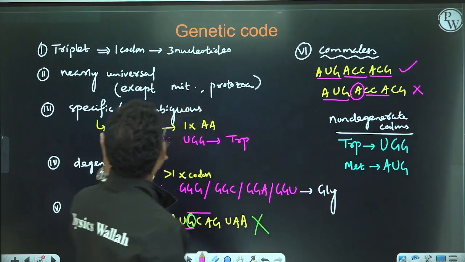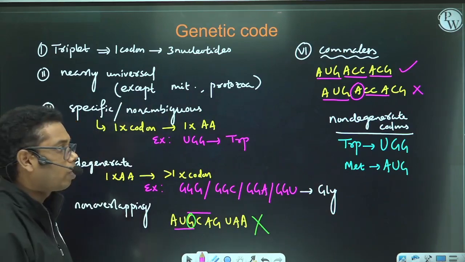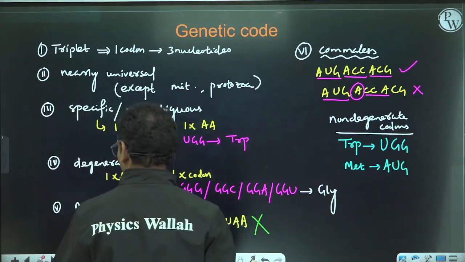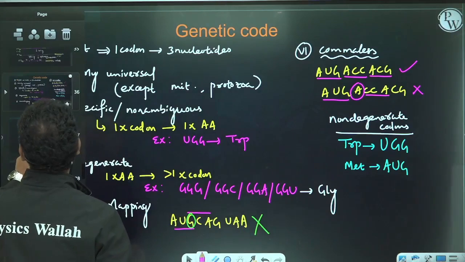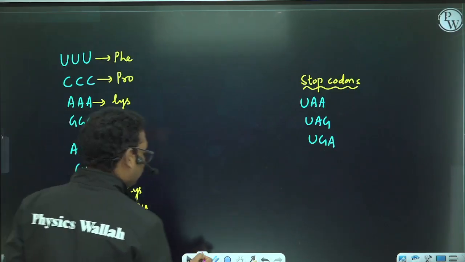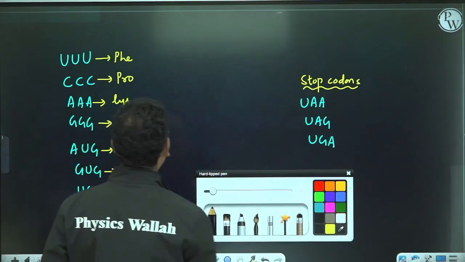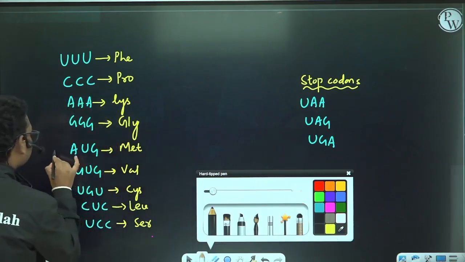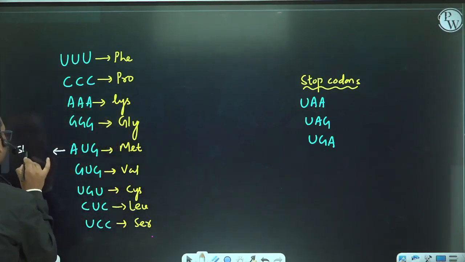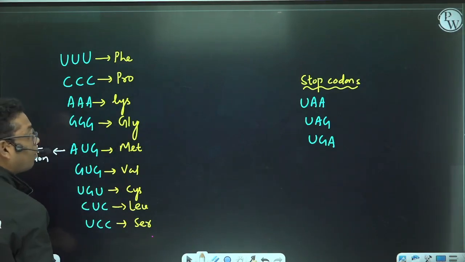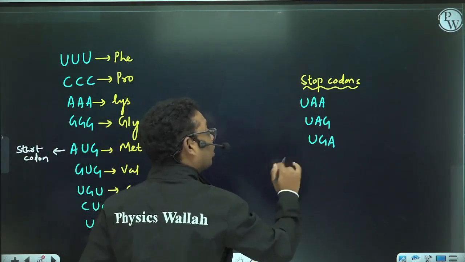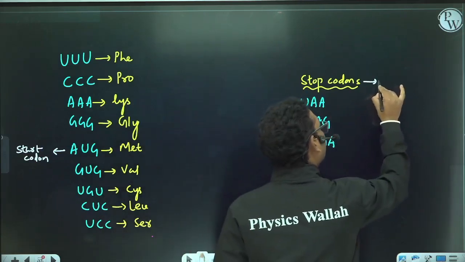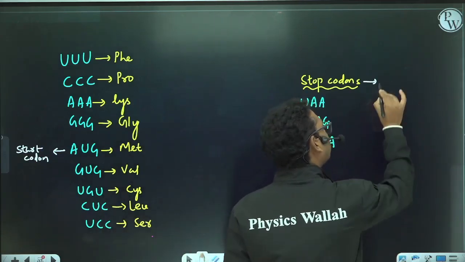So these are the features of the genetic code. And one more thing: the codon AUG is called the start codon. And these three are called stop codons, and these stop codons code for no amino acid.